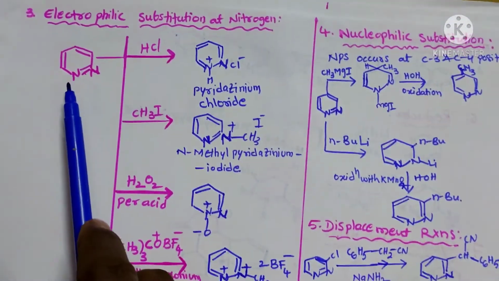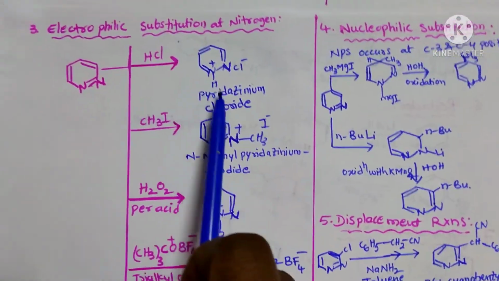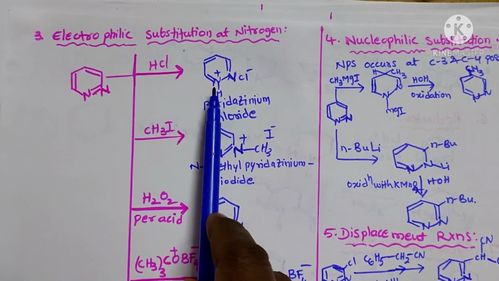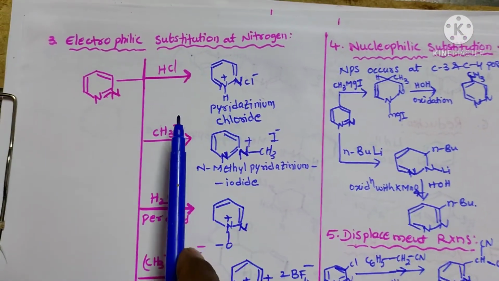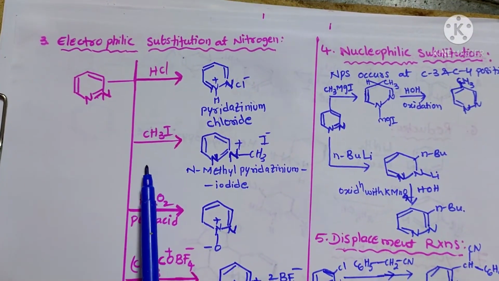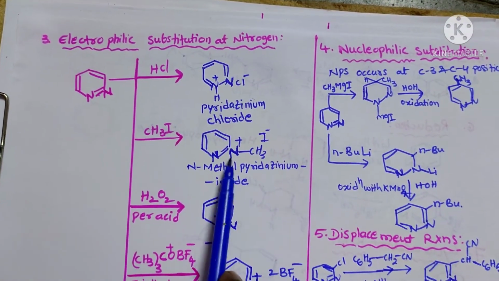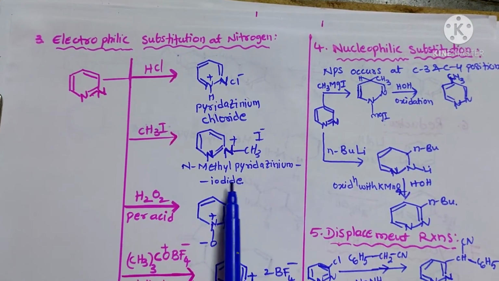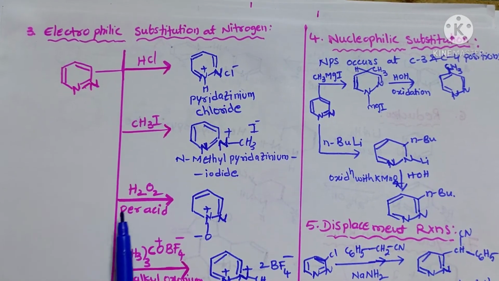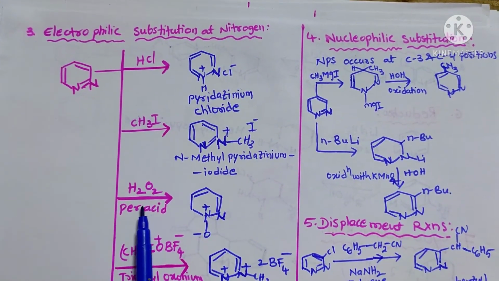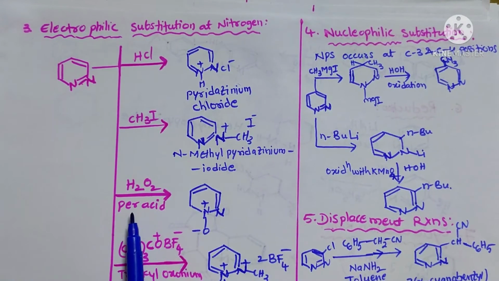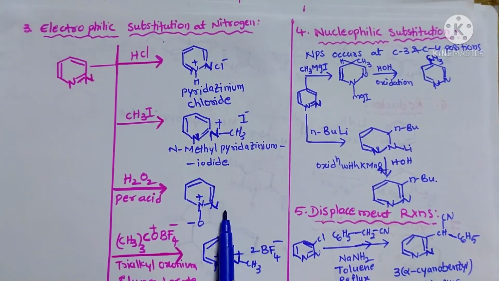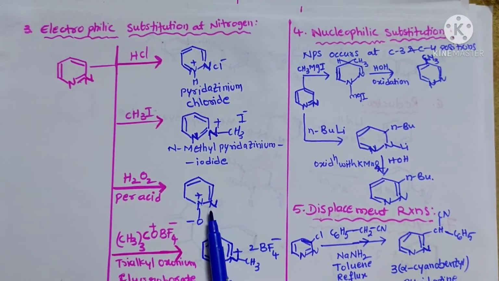When pyridazine is treated with the HCl, we get this pyridazinium chloride. So here H plus ion electrophile is substituted on the nitrogen. In the similar way, when it is treated with the methyl iodide, methyl electrophile is substituted on the nitrogen atom, and we get the N-methyl pyridazinium iodide. And when it is treated with oxidizing agents like hydrogen peroxide or peracid or trifluoroperoxyacetic acid, we get the pyridazine N-oxide. This is known as the pyridazine N-oxide.